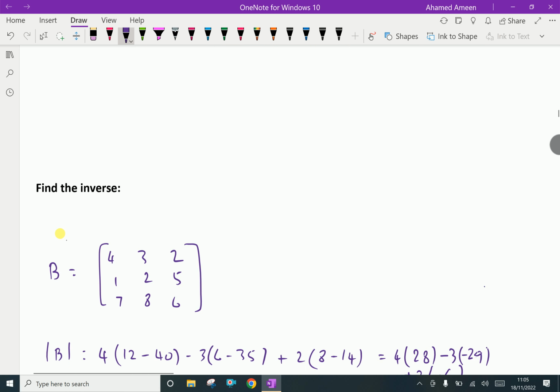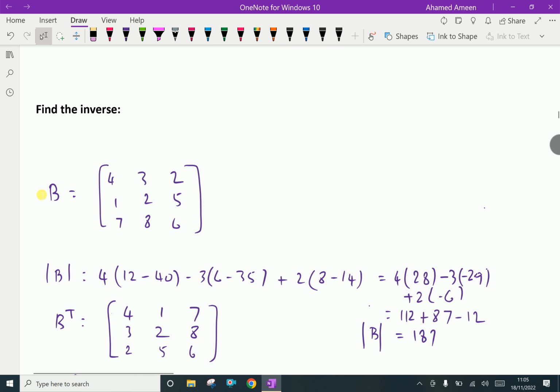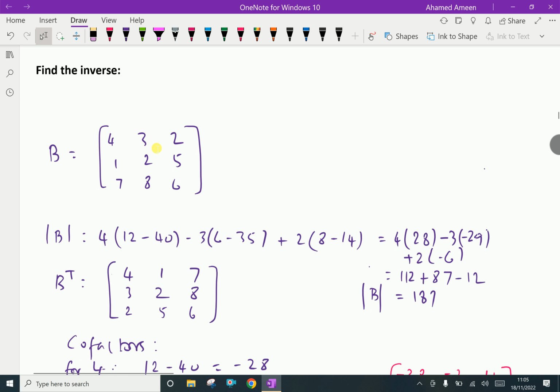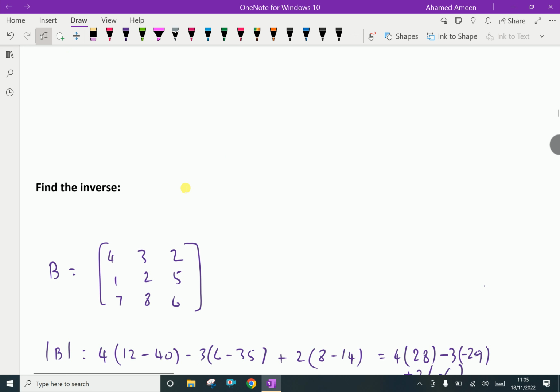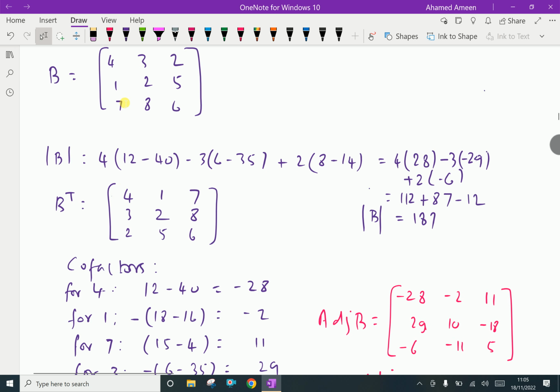Next, find the inverse of matrix B, which is given as 4, 3, 2, 1, 2, 5, 7, 8, 6. Here, this is a 3 by 3 order matrix. This is not like this method. You have to follow this: first, you have to find the determinant of B.